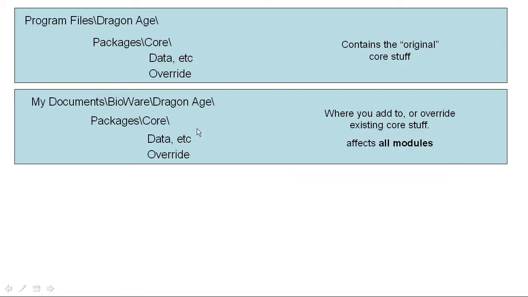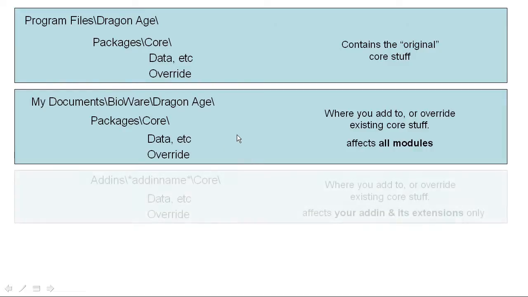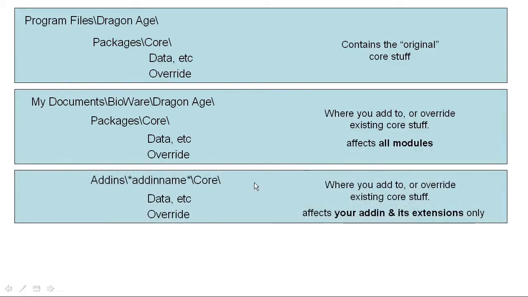But what if you only want to do it for your module? If you want to change core things for your module and anything it extends, then you'll want to put it in My Documents, BioWare, Dragon Age, add-ins, and then the add-in name that you've called it, core, and then in data you can add things, and in override you can override things.